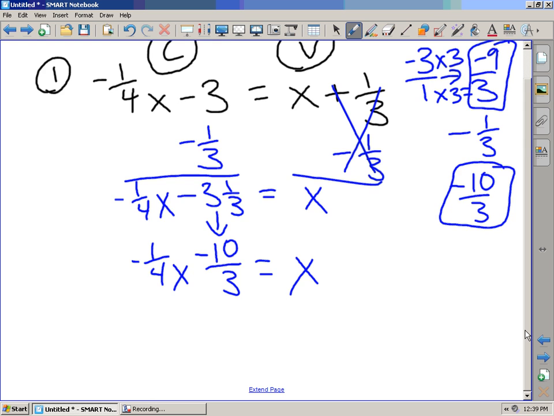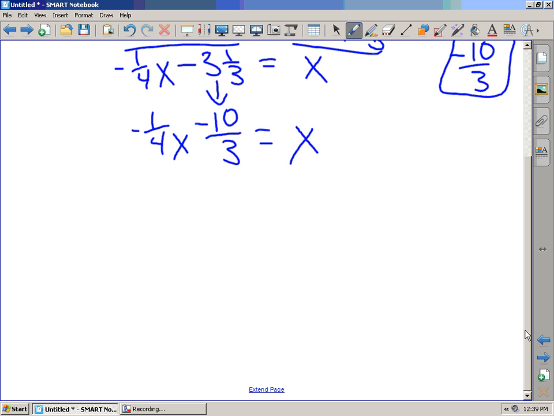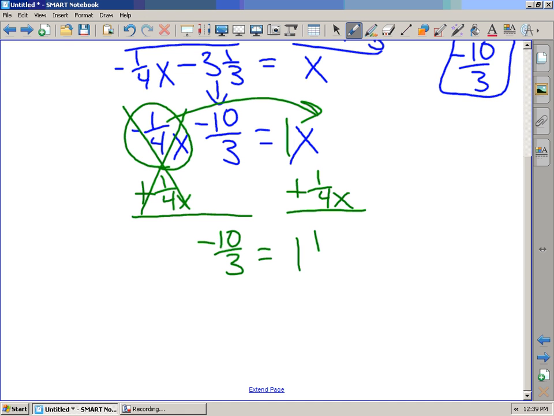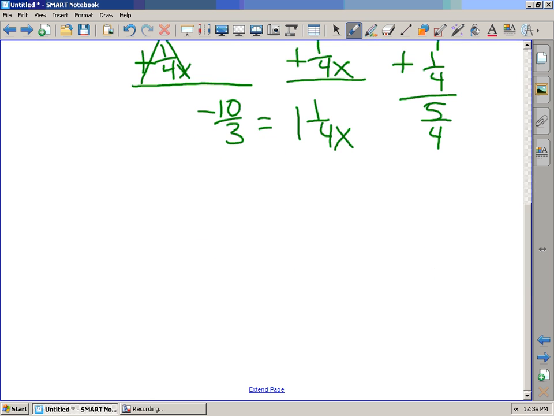The next step I'm going to take is I'm going to move this variable with its coefficient to the variable side. I do that using inverse operations. Whatever you do to one side, you must do to the other. Over here, -1/4 x plus 1/4 x leaves you with -10/3 on the left side. And on the right side, 1x plus 1/4 x is 1 and 1/4 x. I could have also written 1 in the form of 4/4, combined it with 1/4 to get 5/4 x. So 1 and 1/4 is the same as 5/4 x.